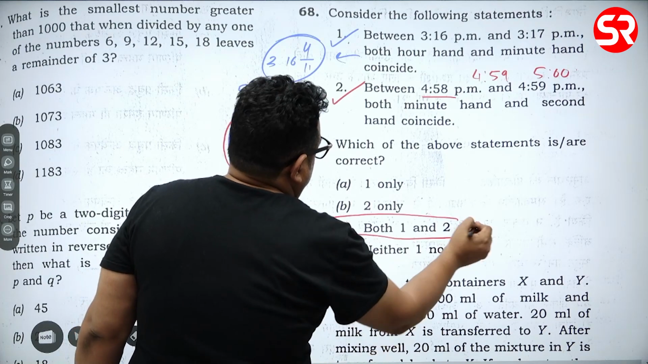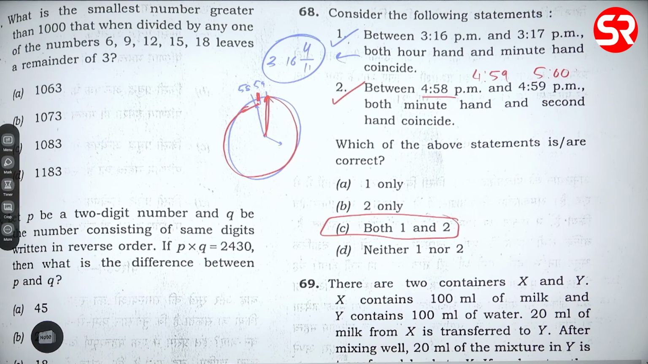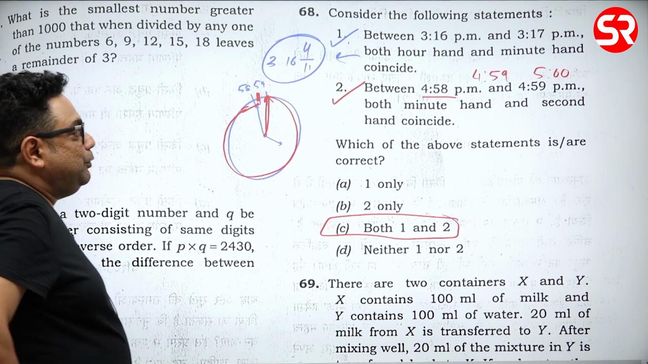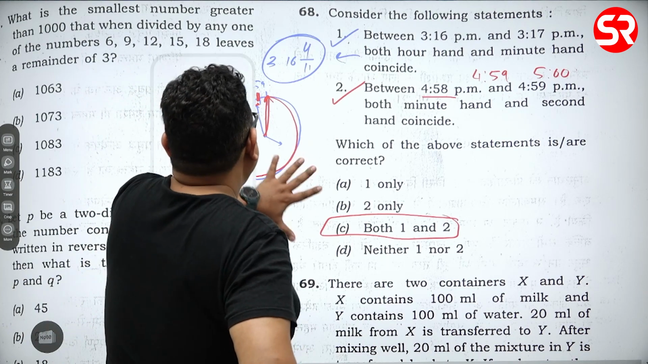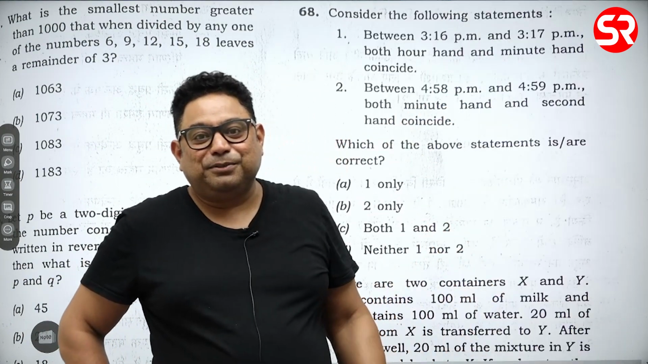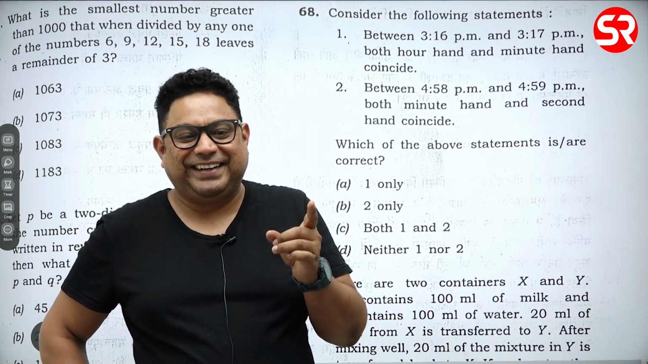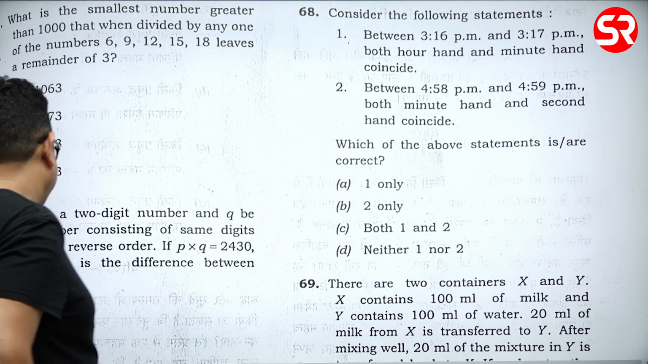Both 1 and 2. Sorry guys, a lot of you are giving me the answer as only 1. No, both 1 and 2. Alright, so now I hope you are enjoying it, guys. CSAT this year is again going to bring cutoffs down. The paper was tough, right? So let's do the next one.